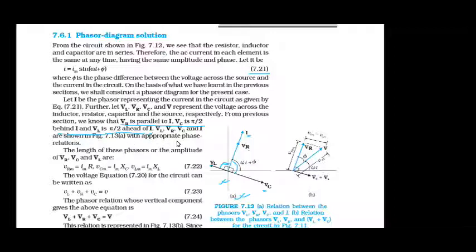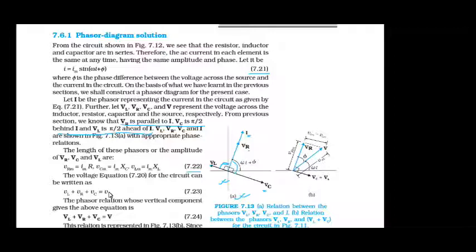Now VL, VR, VC and I are shown in figure 7.13a with appropriate phase relationship. The length of this phasor, or the amplitude of VR, VC and VL, are VRM is equal to IMR, VCM is equal to IMXC and VLM is equal to IMXL. This is equation number 7.22.